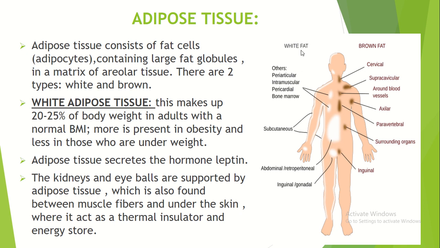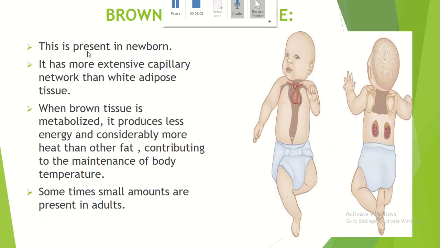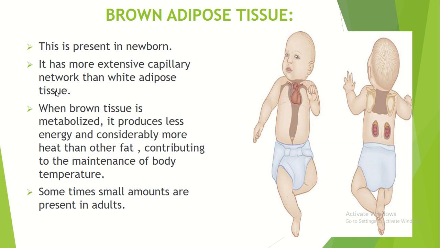So this is a diagram showing where the white adipose tissue and the brown fat are found. Brown adipose tissue is present in newborns. It has a more extensive capillary network than the white adipose tissue, so the blood supply is more to the brown adipose tissue than to the white adipose tissue. When brown tissue is metabolized, it produces less energy and considerably more heat than other fat, contributing to maintenance of the body temperature. So for maintenance of body temperature, this brown fat is used, and it produces more heat than the other fat.